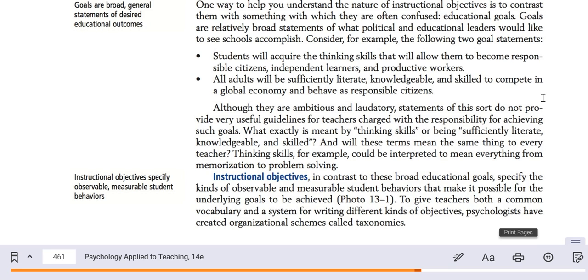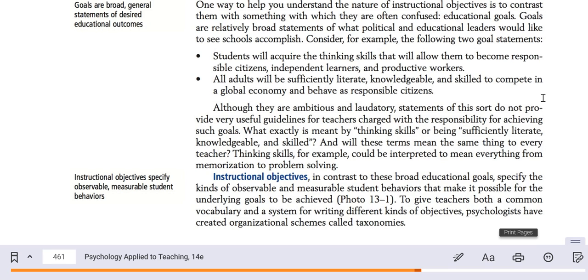Goals are relatively broad statements of what political and educational leaders would like to see schools accomplish. Consider, for example, the following two goal statements. Students will acquire the thinking skills that will allow them to become responsible citizens, independent learners, and productive workers. All adults will be sufficiently literate, knowledgeable, and skilled to compete in a global economy and behave as responsible citizens.